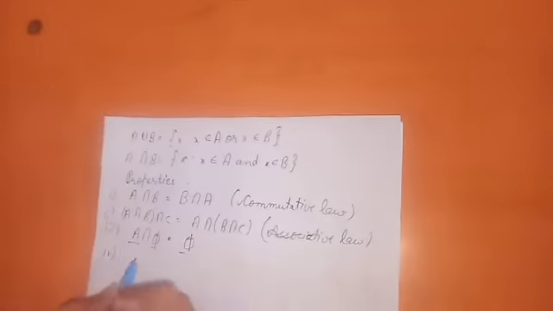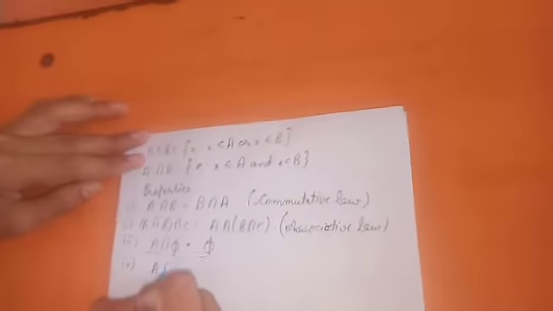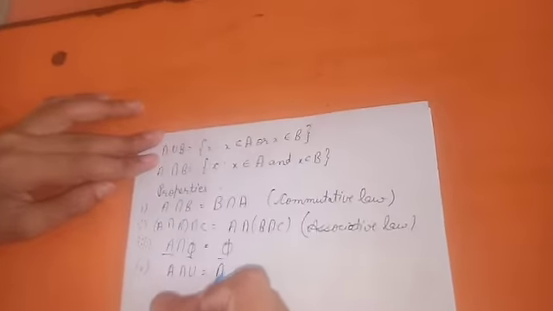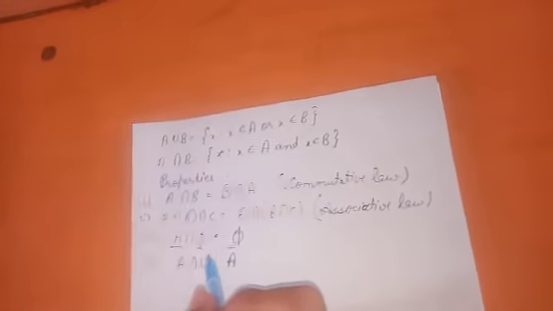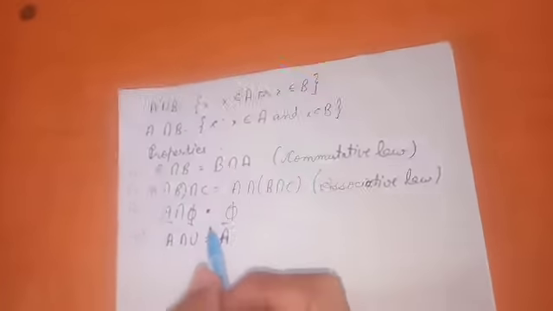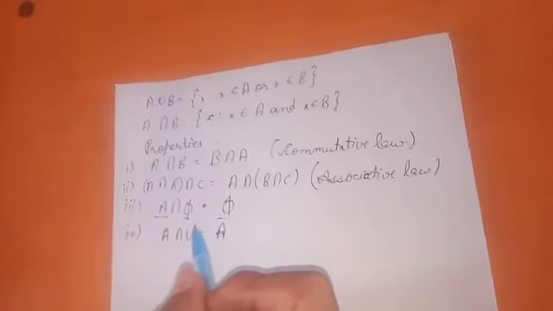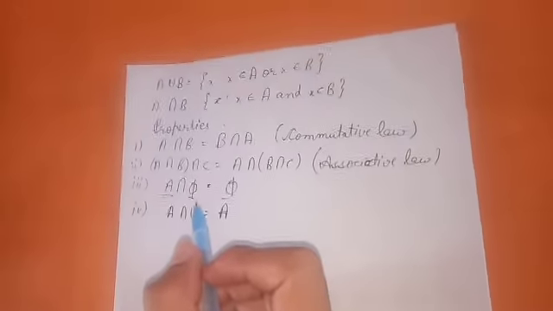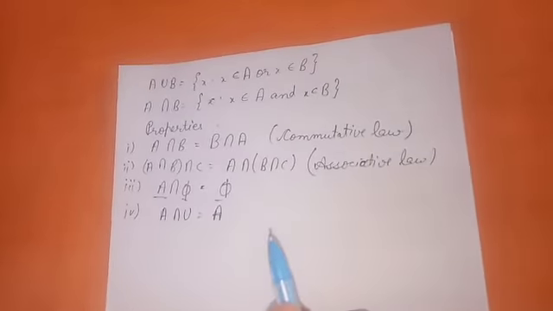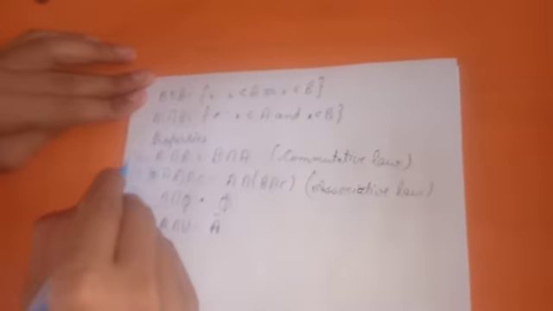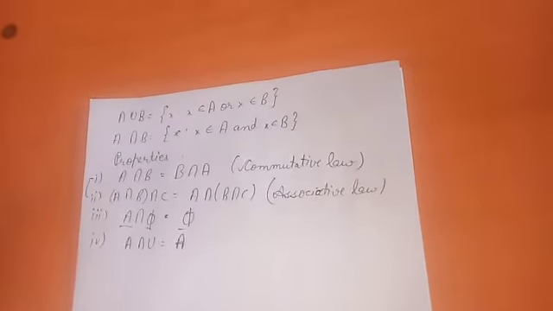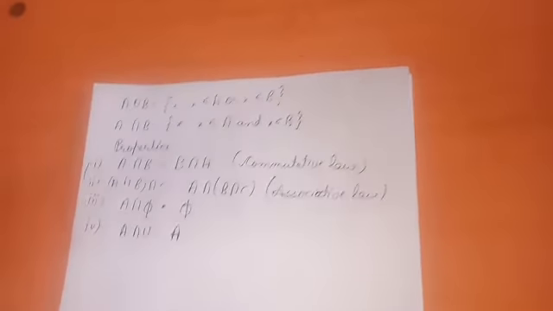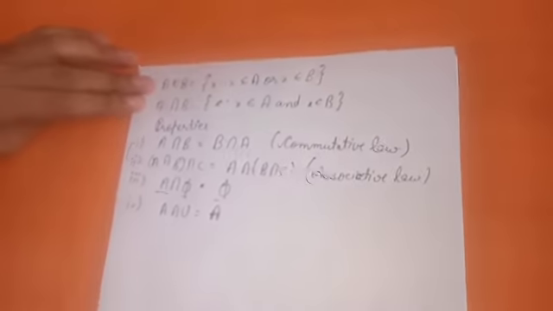And the fourth is A intersection with U, this will be A. Okay, you can think about it practically and you will get it. Now check these two. These two are the same as those in union, only the sign of union and intersection is changed.